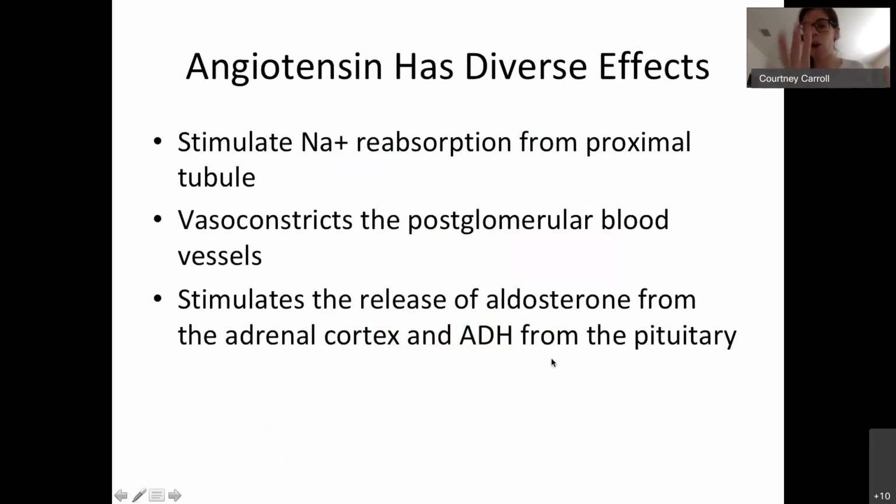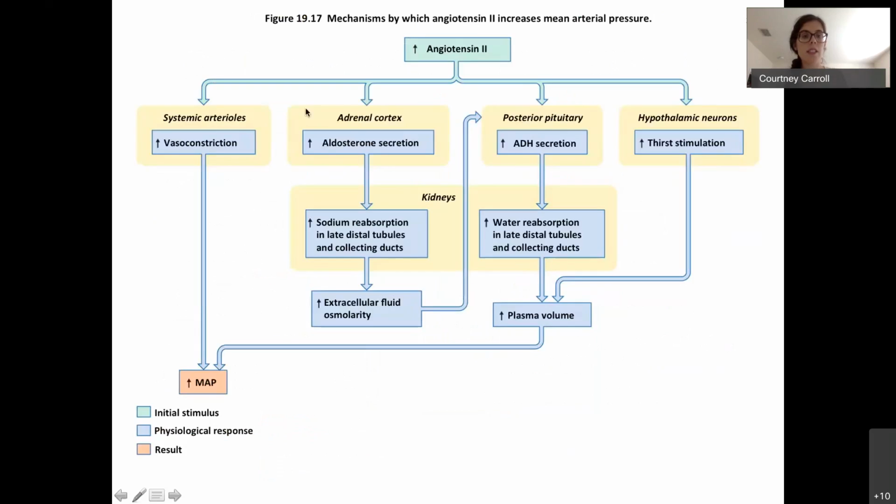Renin, again, will start that chain of events, and we end that chain of events with angiotensin II, which has diverse effects. It does things itself to tubules. It vasoconstricts. But importantly, it triggers the release of aldosterone and ADH, which also have diverse effects, which we talked about.